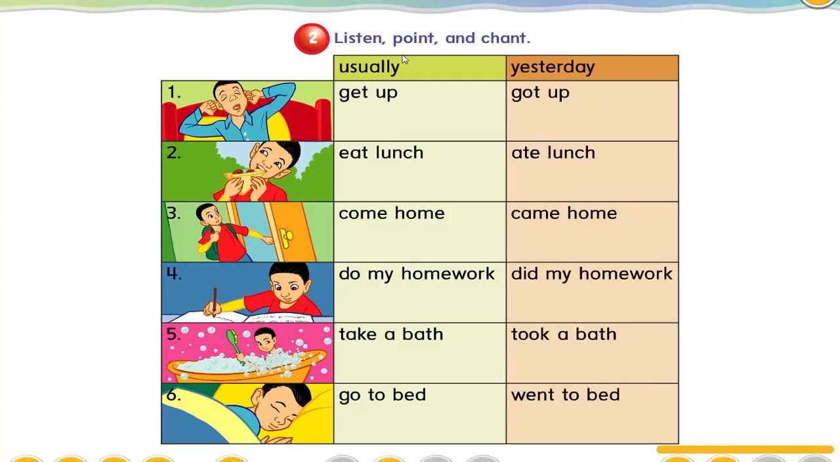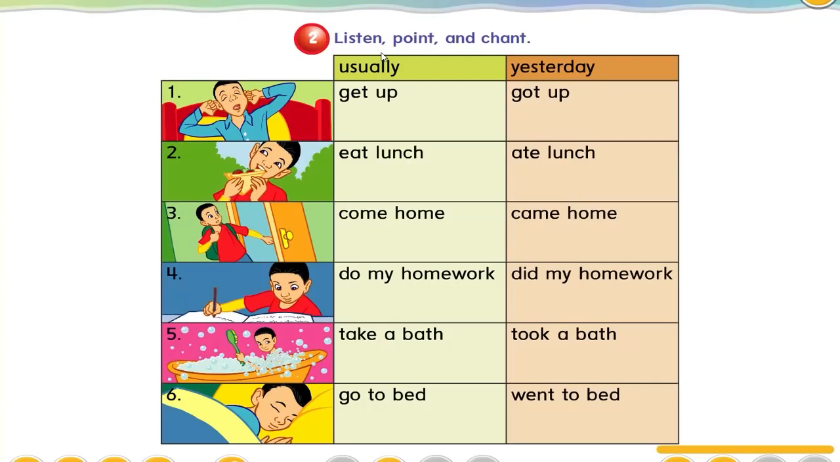I usually get up at 7 o'clock. Yesterday, I got up at 8 o'clock. I usually eat lunch at 12 o'clock. Yesterday, I ate lunch at 1 o'clock. I usually come home at 3 o'clock. Yesterday, I came home at 3:30.